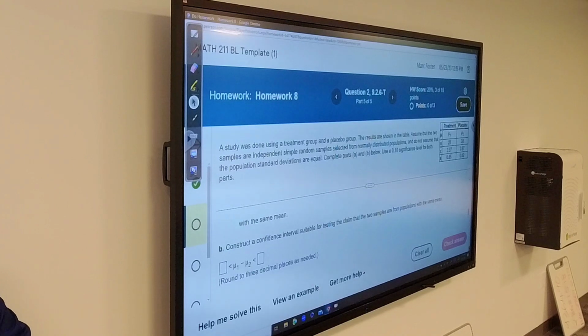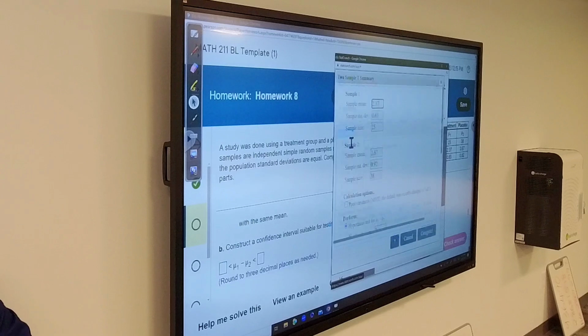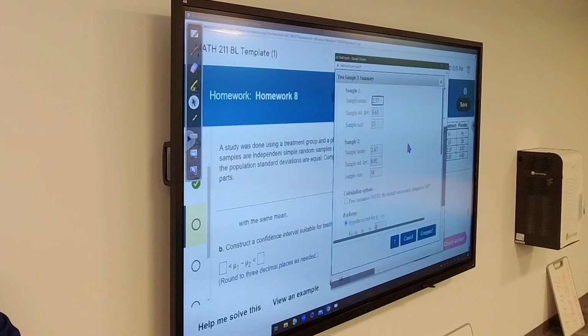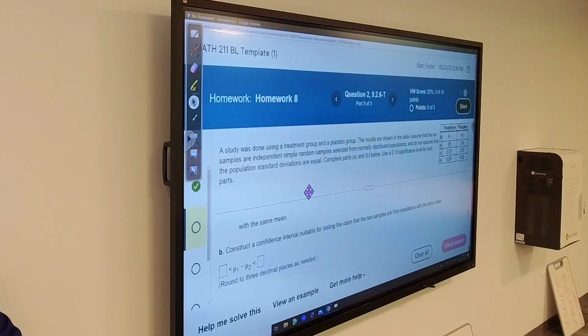Then they want the confidence interval. So you go back to StatCrunch, and you click Options, Edit. It opens back up your window with all your same numbers typed in, and you can just scroll down, switch it to confidence interval, and all you need to do is figure out what that confidence level should be.